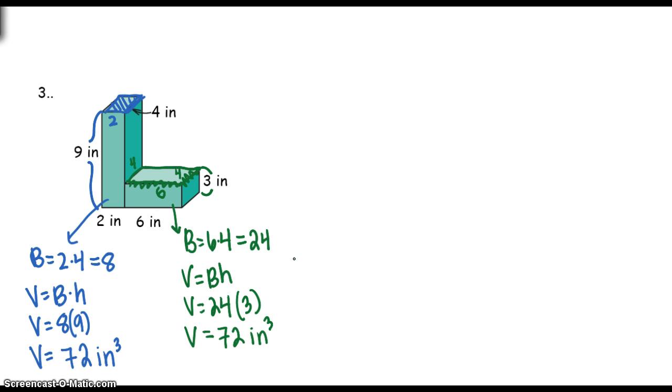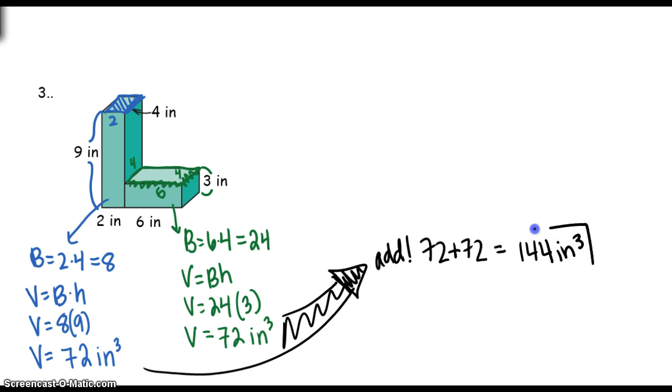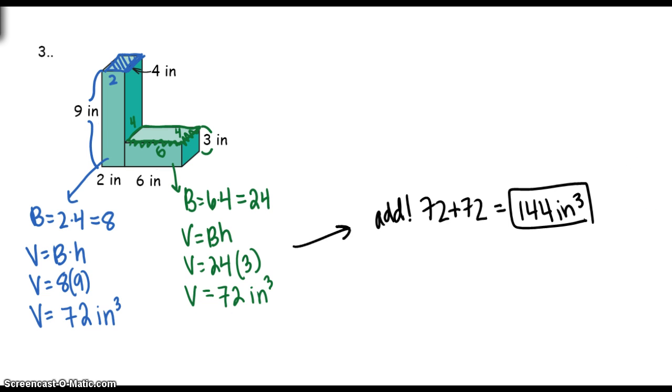And we want to combine these together. So this L-shaped figure right here, we want to add these together. Add these together right here, and you will get 72 plus 72. And when you add that together, you get 144 inches cubed, just like that. All right, so just make sure that you add everything together. All right, now that we got that, let's keep going.